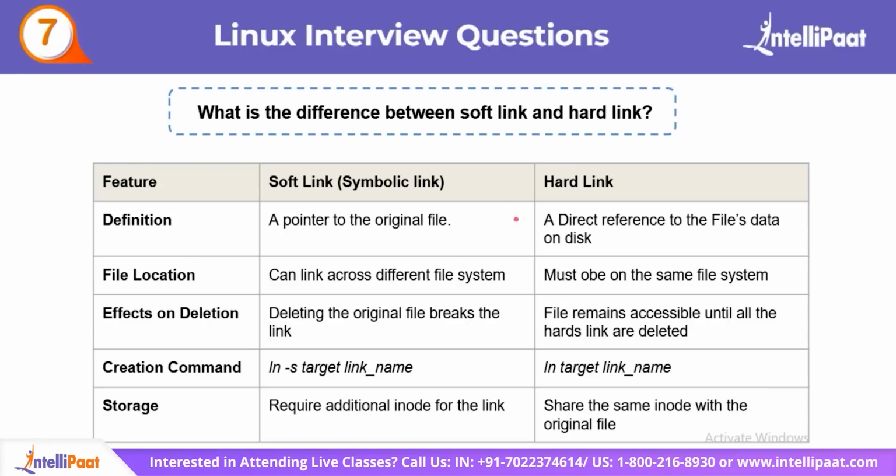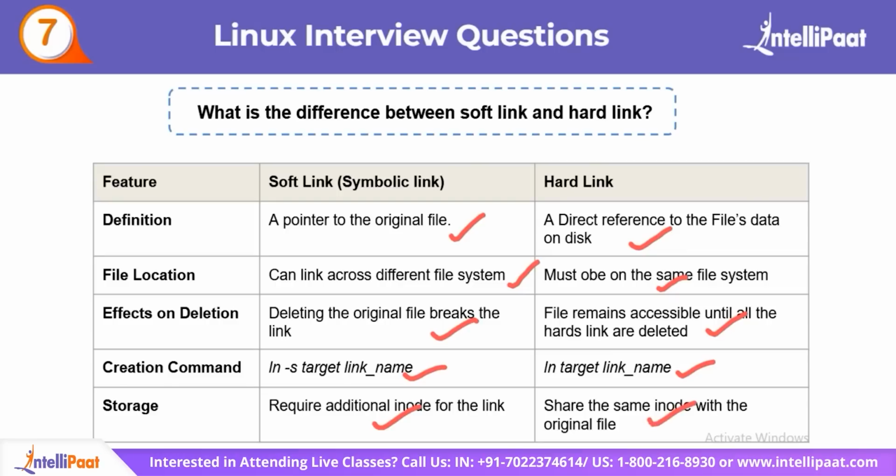Okay, so here's the table which is showing you the key differences. A soft link is a pointer to the original file, a reference, and can link across different file systems, while a hard link must obey the same file system. Deleting the original file breaks the soft link, but with a hard link the file remains accessible. And what's the creation command? ln -s target link_name for a soft link, and ln target link_name for a hard link. And for storage, a soft link requires an additional inode for the link, while a hard link shares the same inode with the original file.